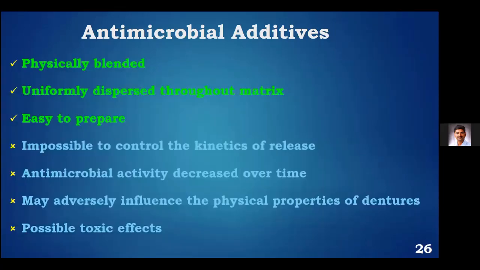So, coming to a brief overview of these additives, the preparation of an antimicrobial denture by adding these blended additives is quite simple. But the rate of release of these additives is going to be a problem because it cannot be controlled easily. And the release, or the chances of them being lost from the matrix, would pose a problem of antimicrobial activity being reduced over a period of time. And addition of these additives may also affect the mechanical and physical properties of the material. And also the possible toxic effects of these additives cannot be ruled out.